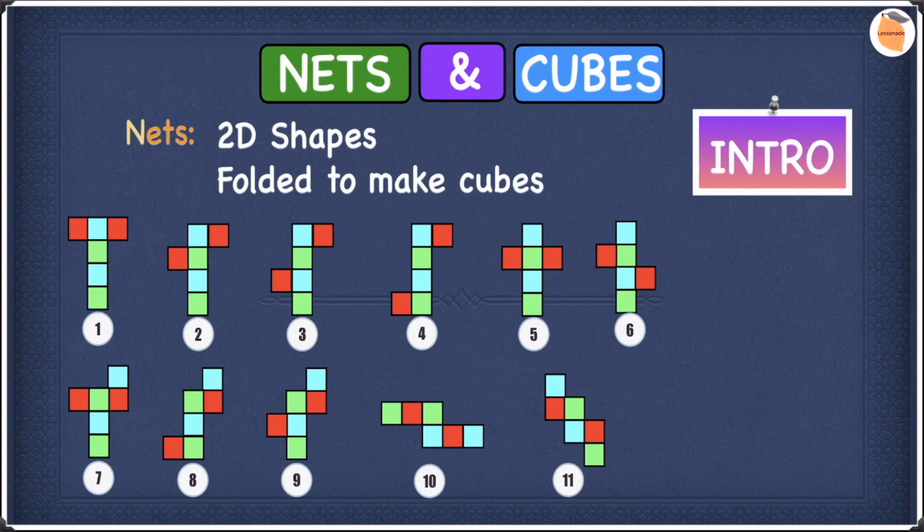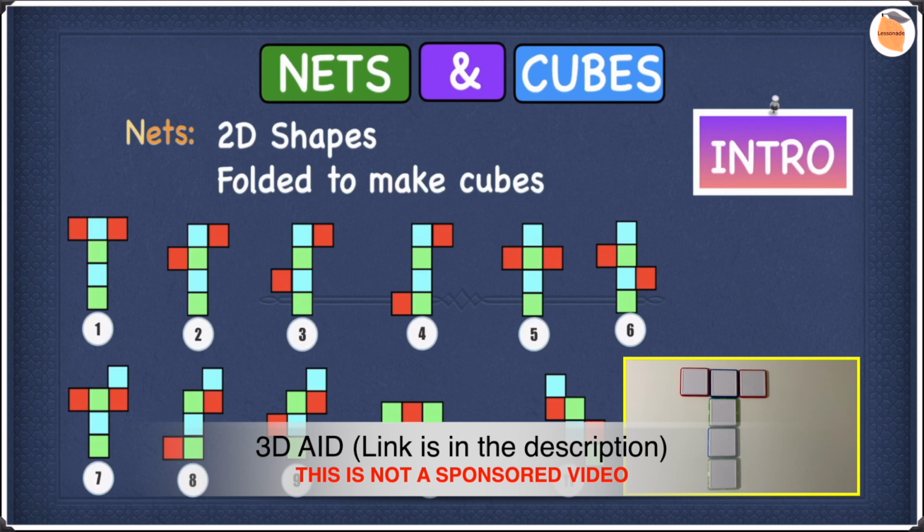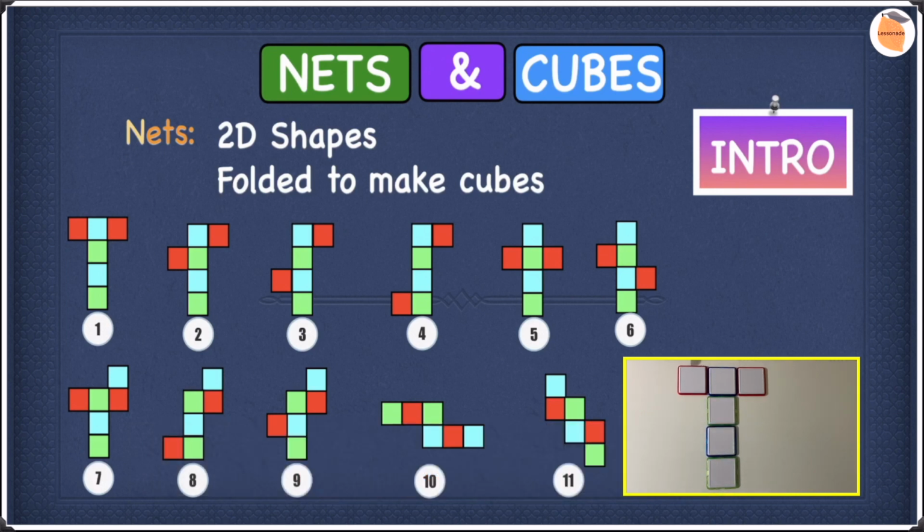Now let's have a real cube to get further understanding. As you know, a net is a 2D shape used to fold to make into cubes. As I said before, we have 11 nets that can be made into cubes. So let's fold this one.